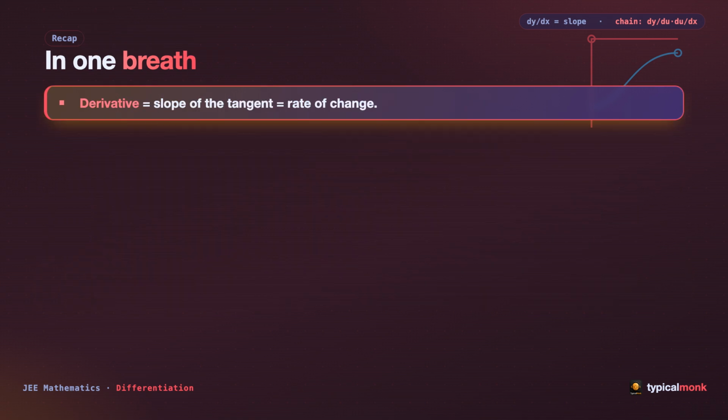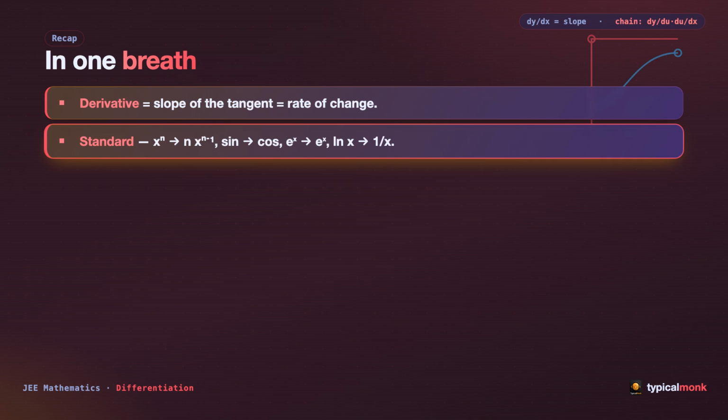Let us gather it all in one breath. The derivative is the slope of the tangent and the rate of change. The standard forms: x to the n gives nx to the n minus 1, sine gives cosine, e to the x gives e to the x, natural log x gives 1 over x.